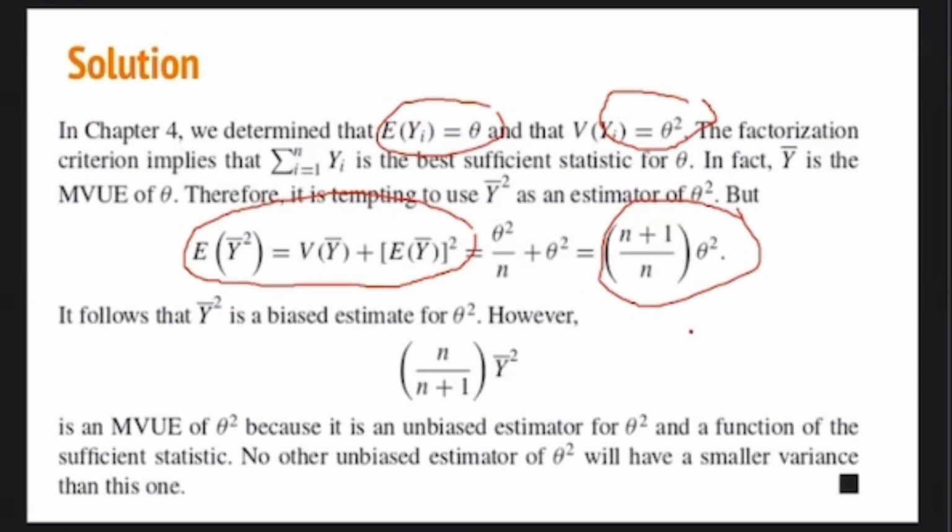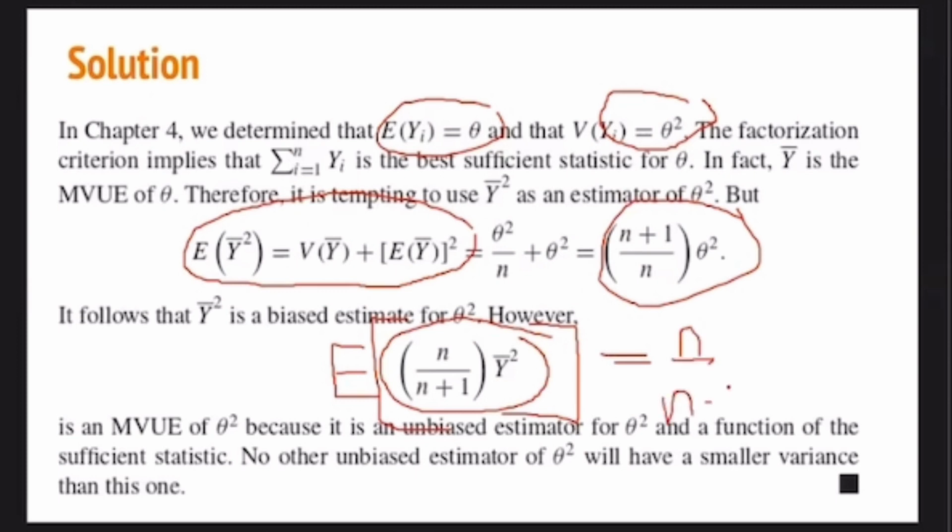Now, if you take a look at this, what is the expectation? If you try to find the expectation of this guy, it's going to be what? It's going to be n over n plus 1 times the expectation of y bar squared. This guy cancels this guy. What do you have left? Theta squared. So that is the reason.